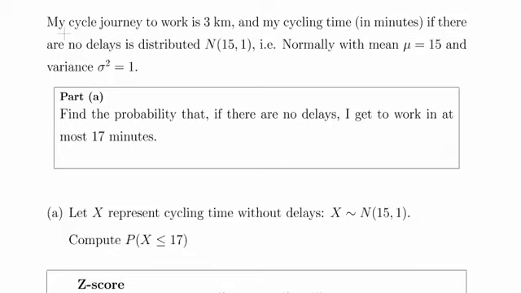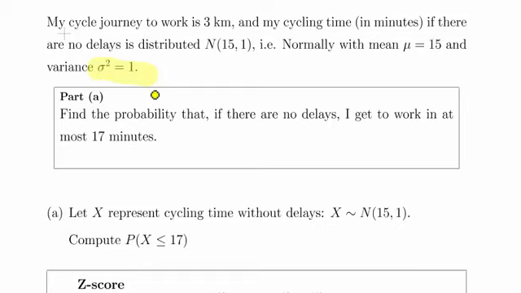Okay, in this presentation we're going to look at a normal random variable question, a normal probability distribution. So my cycle journey to work is 3 kilometers and my cycling time in minutes, if there are no delays, is normally distributed with a mean of 15 and a variance of 1. Watch out for the variance there, okay? Variance is equal to 1. So find the probability that if there are no delays, I get to work in at most 17 minutes.